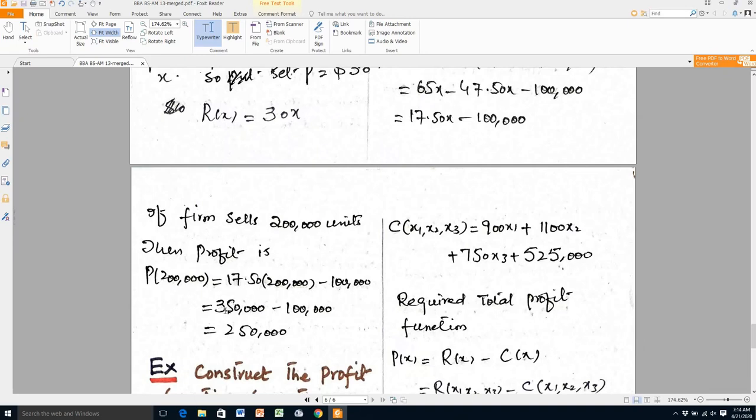When you multiply this, you get 3,50,000. 3,50,000 minus 1 lakh, so you get 2,50,000 profit. If you produce 2 lakh units, then you are able to earn 2,50,000 in the form of profit.